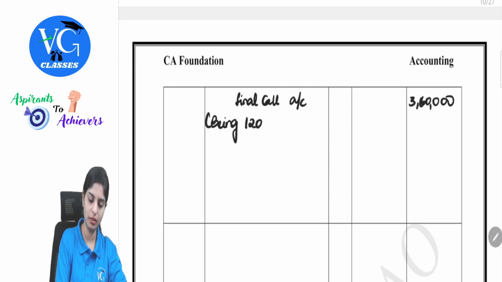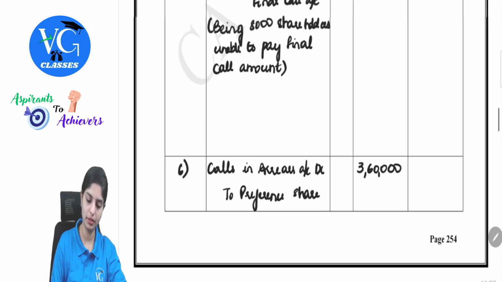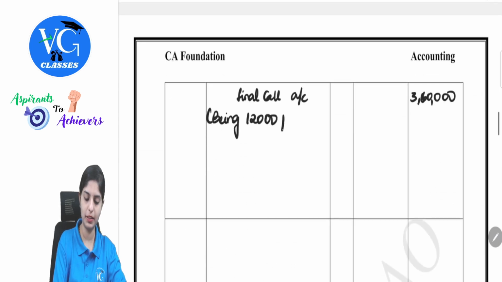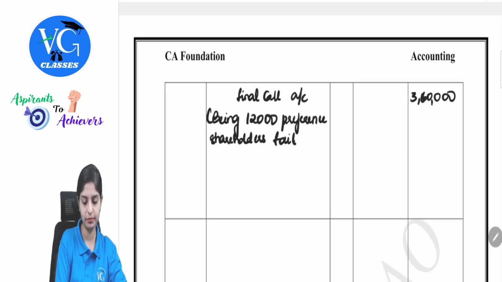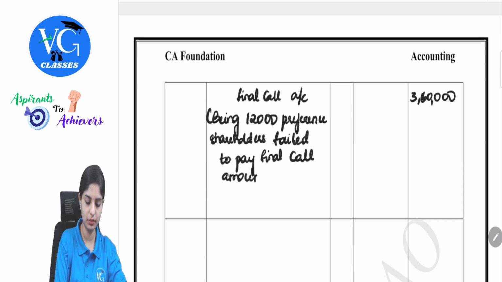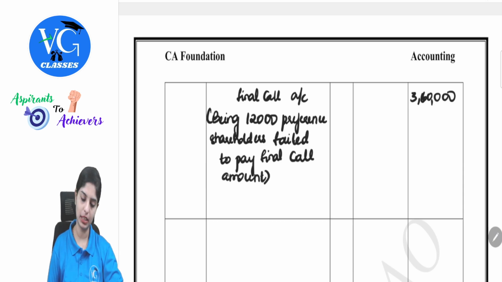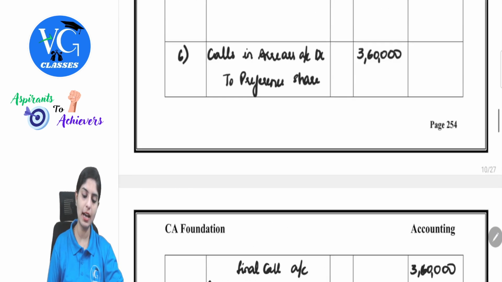Being 12,000 preference shareholders failed to pay final call amount. Is this clear? Yes. So this completes our journal entry.